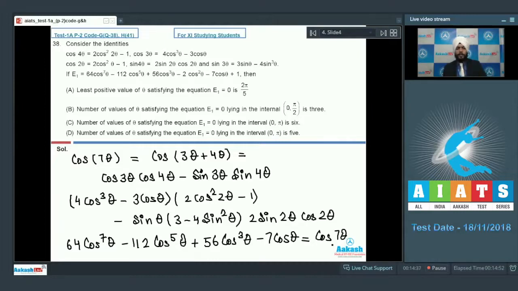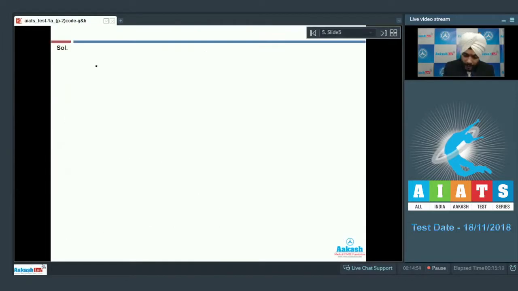Okay. Now E1, if you watch carefully, this term is here, this term is here, this term is here, this term is here. Two terms are not there: minus 2 cos square theta plus 1. So if I put E1 equal to 0, I will get cos 7 theta minus 2 cos square theta plus 1 equals 0, which means that cos 7 theta is equal to cos 2 theta.